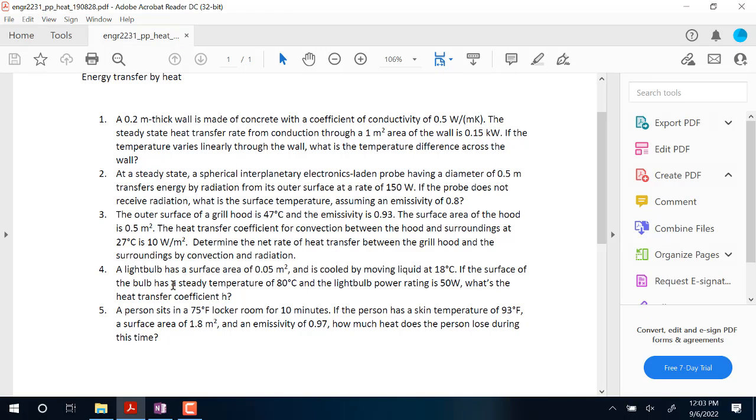Which one is this? 4. Surface of the bulb. Oh, it's cooled by a moving liquid. So this is not radiation. Okay, so yes, it's just convection. Yes, that's right. And actually, the convection coefficient is sort of like a catch-all. It's not something you can derive. So if you're using convection, you're throwing everything in there, any kind of radiation or anything. Yeah. So yeah.